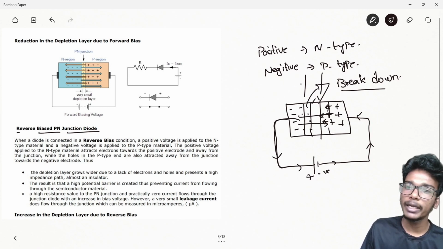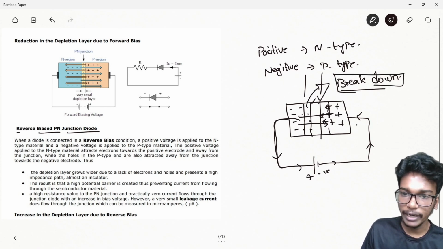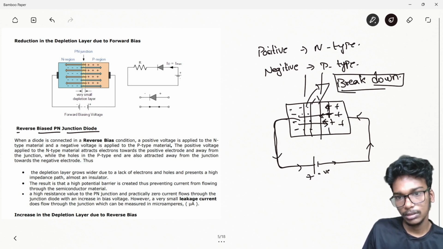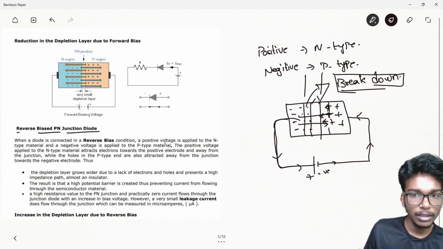The moment of breaking of this depletion layer is known as breakdown of a diode. From that moment onwards, the current will start flowing continuously without any resistance. The current flow will be very high. That is also known as reverse current.